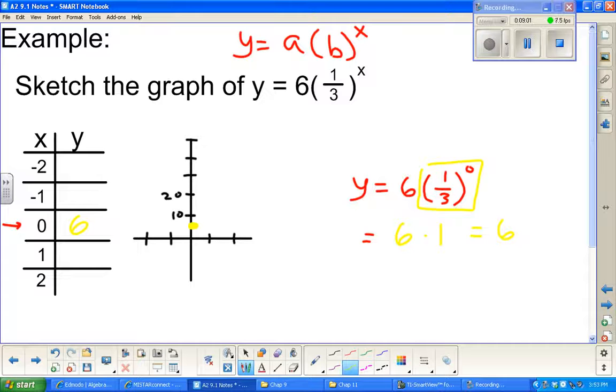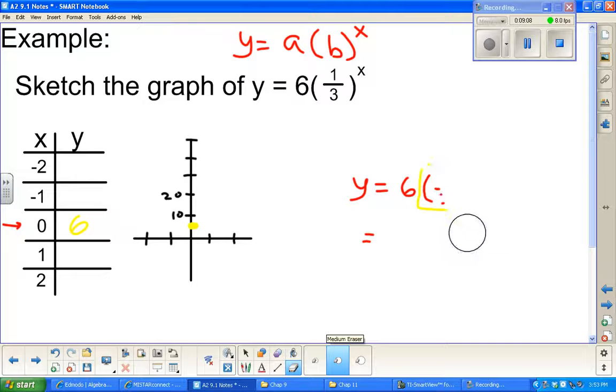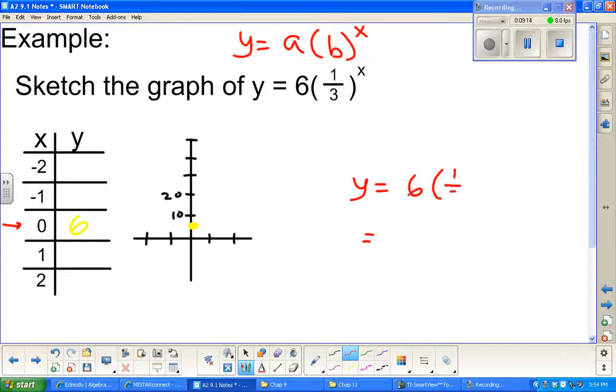Okay, what about if we did to the first power? Let's say we want an x value of 1. If my equation were y equals 6 times 1/3 to the first power, well, 1/3 to the first power is just 1/3, and 6 times 1/3 is 2. So when x is 1, y is 2, so that's getting smaller.